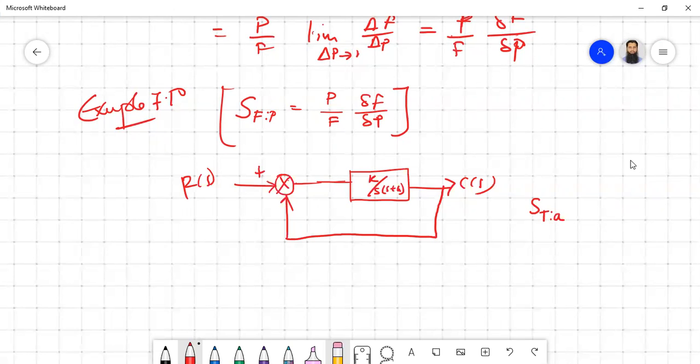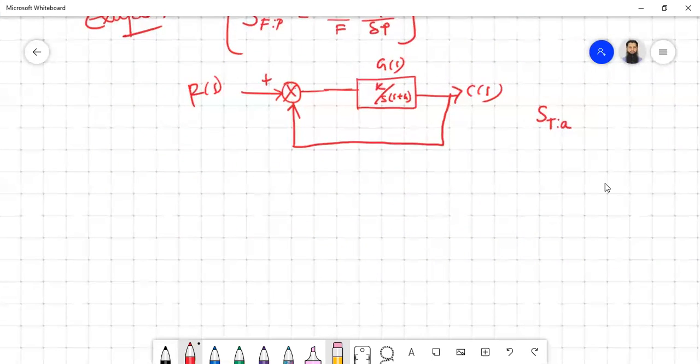So this is what we have to find out. This is our open loop transfer function G of S. At first we have to calculate what is our T of S, then we have to find out the sensitivity of the T of S with respect to the parameter A. G of S is K by S into S plus A.